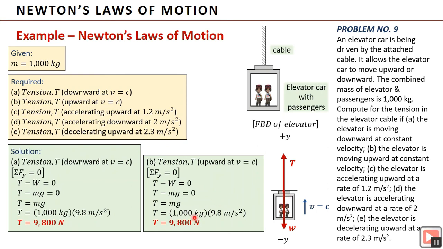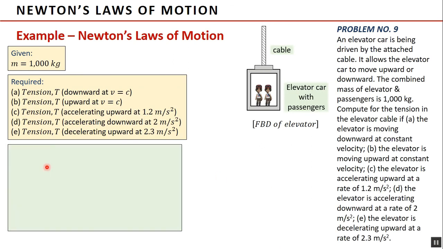As you can see, we arrived at the same answer regardless of the different directions of constant velocity. Furthermore, we see that our answers in parts A and B show that if the elevator is moving at constant velocity, the tension in the elevator cable is equal to the magnitude of the combined weight of the elevator and passengers.